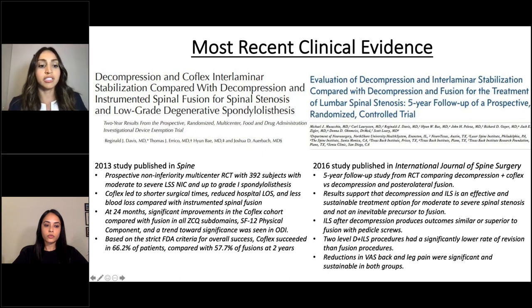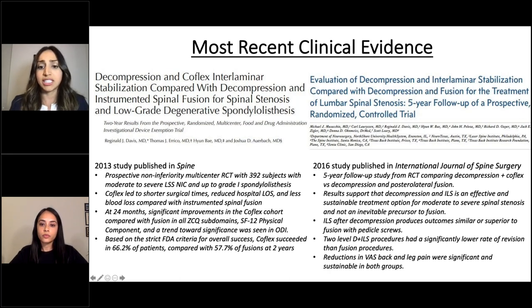So based on the strict FDA criteria for overall success of this device that was explained in this paper, Coflex succeeded in about 66% of patients compared with 57% of fusions at 2 years, which demonstrated non-inferiority.